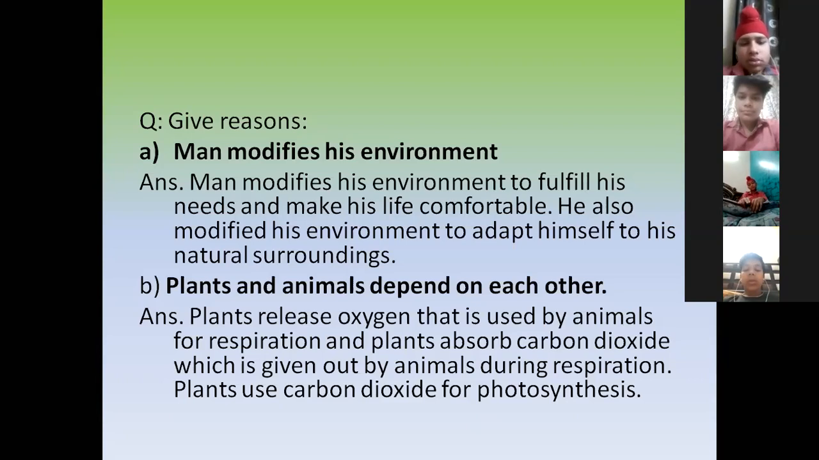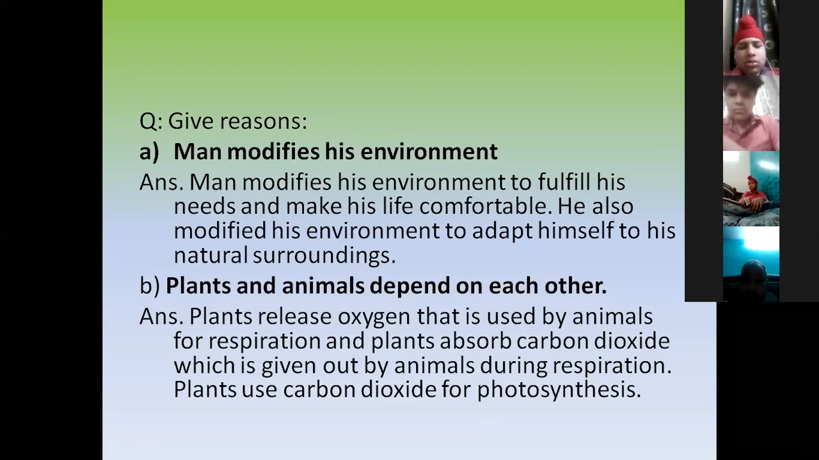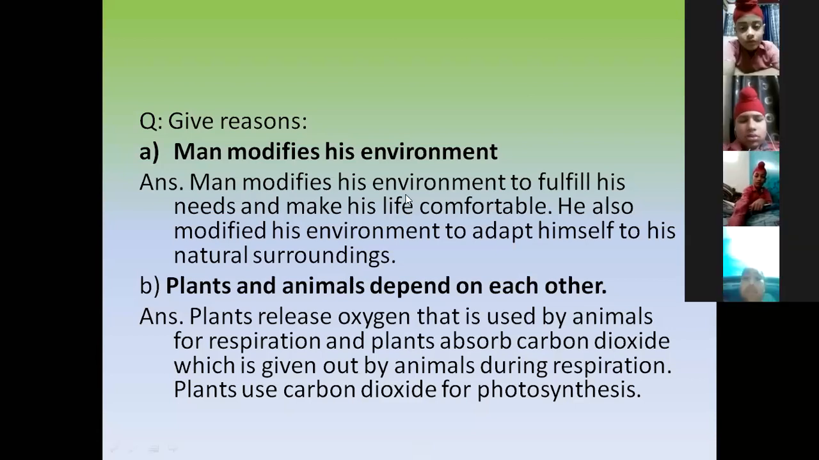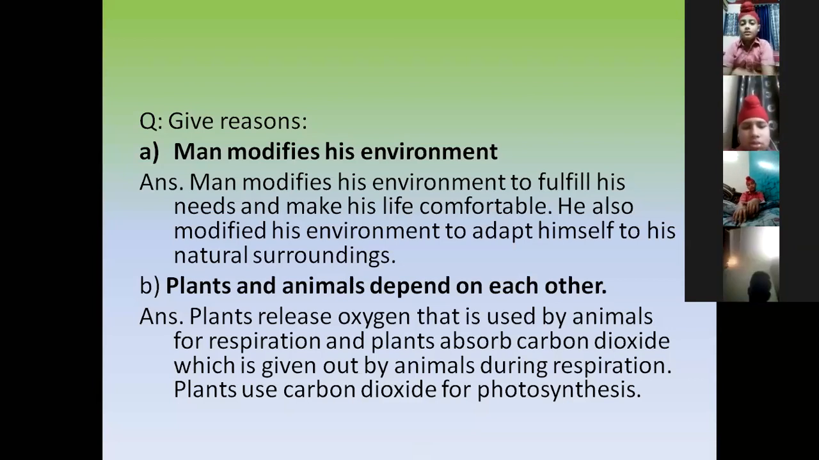If there is no such balance between the two, what will happen? What will happen if we finish all the plants? Ma'am, we will not get oxygen. The forest will end. Oxygen will be finished. And if all animals die, then can plants survive? No, ma'am. Why? Ma'am, because they will not have carbon dioxide to carry out the process of photosynthesis. So animals and plants both are dependent on each other.